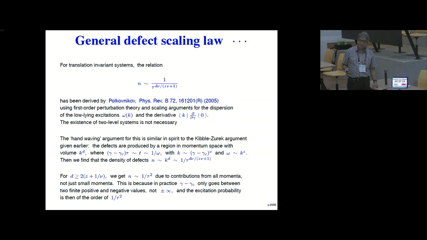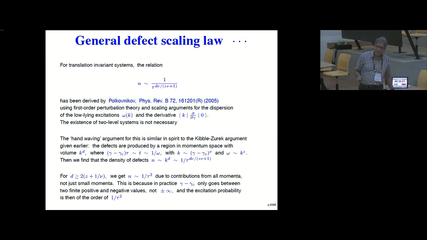Okay, so defects are produced during this time interval. And this k scales like this. That just comes from the critical exponent, and omega scales with k like this. So then combining all this, you find that the density of defects goes as 1 over tau to the power d nu over there. Now, this is the general defect scaling law.